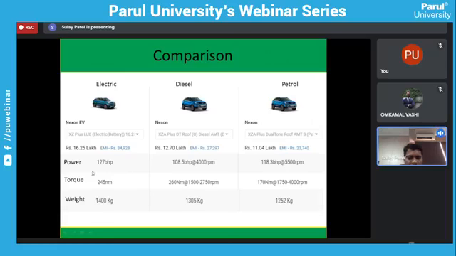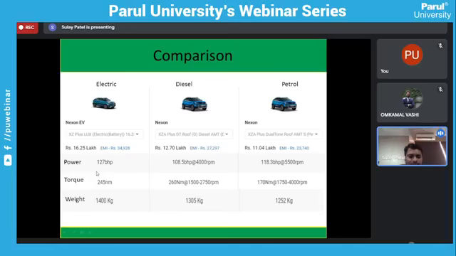And if you compare the cost, this electric vehicle Tata Nexon will cost around 16.25 lakhs. This diesel Nexon will cost around 12.70 lakhs, and this petrol is 11.04 lakhs. So you can easily compare all three vehicles: the electric vehicle is costlier and bulkier, but you are getting maximum efficiency over here.